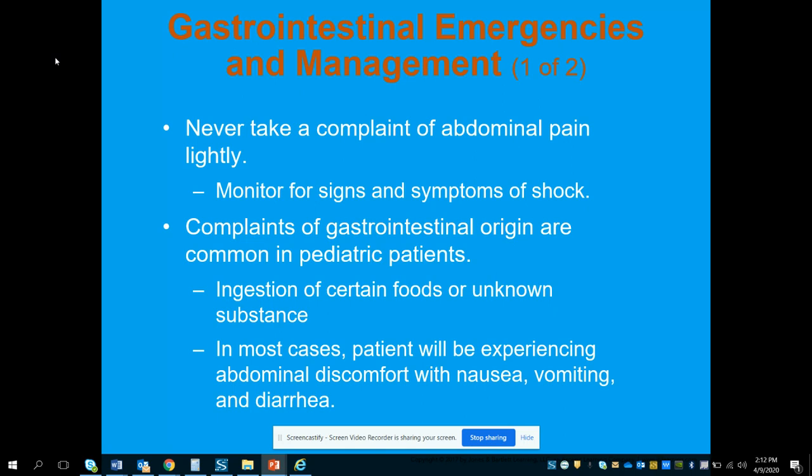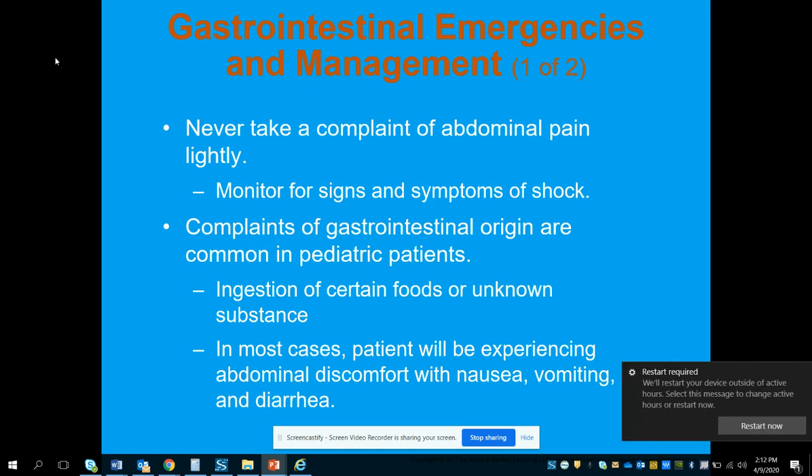Gastrointestinal emergencies, so never take a complaint of abdominal pain lightly. We want to monitor for signs and symptoms of potential shock, if it could be related to internal bleeding. The origin of this might be coming from ingestion of certain foods or unknown substances. In some cases, the patient might be experiencing abdominal discomfort with nausea, vomiting, and diarrhea.